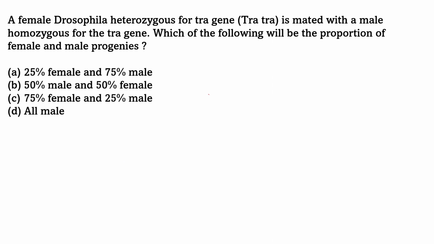Next one, a female Drosophila heterozygous for tragene, capital TRA, small TRA, is mated with a male homozygous for tragene. So which of the following will be the proportion of female and male progenies? So they are just saying that heterozygous female is crossed with homozygous male. So what will be the proportion of female and male? This is what they are asking.